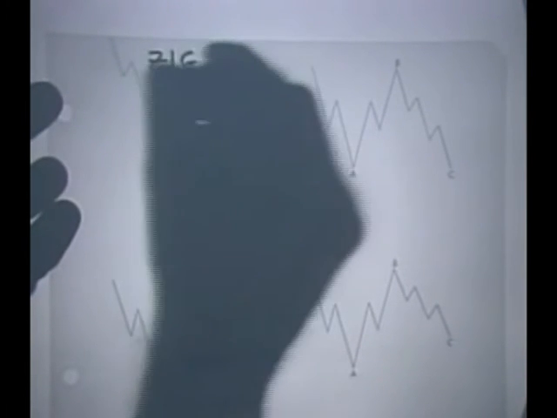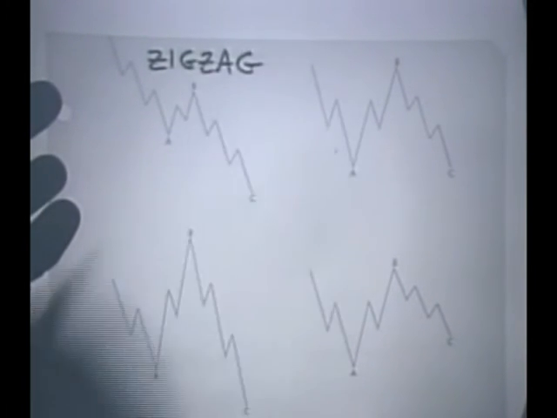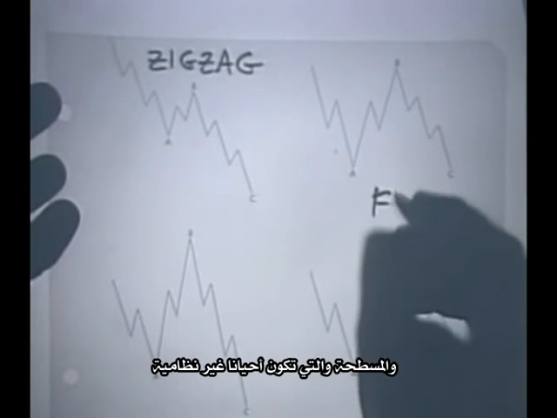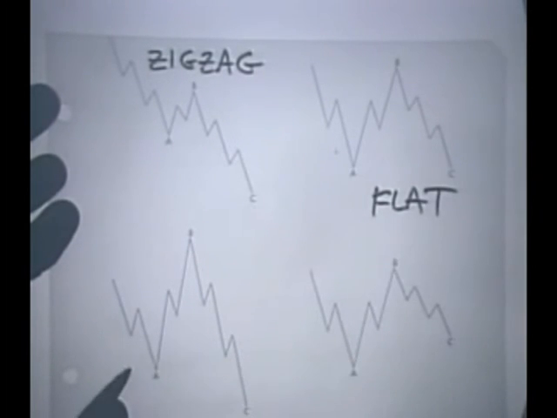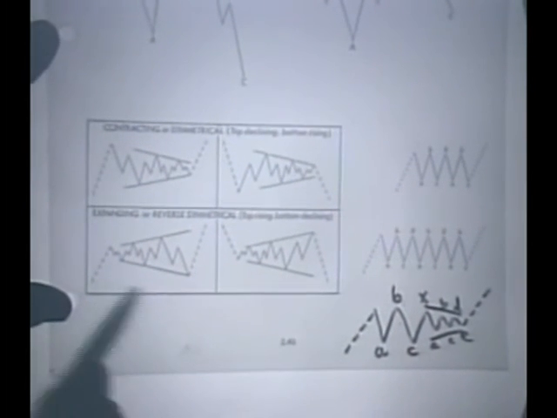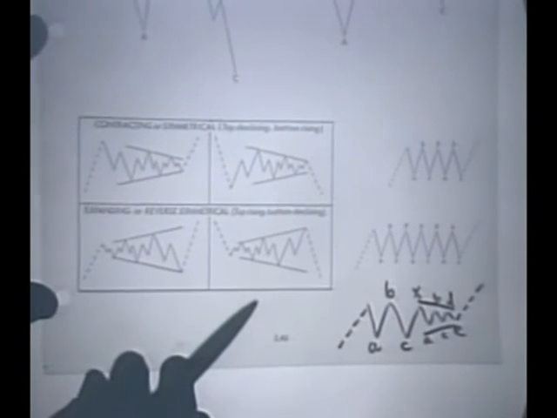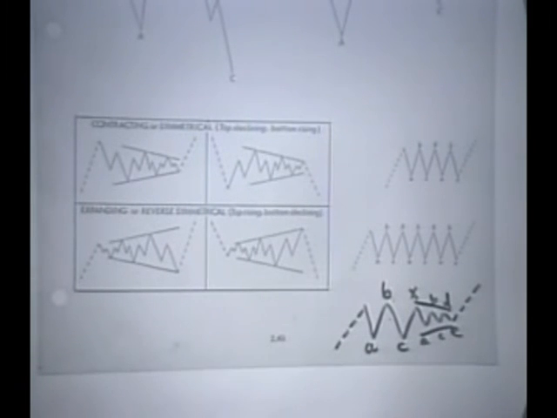What we just learned: zigzags, flats, and sometimes flats can be irregulars, as is shown here. Triangles: contracting, ascending, descending, and expanding. And sometimes, just like impulse waves do, corrections will extend and turn into a double 3 or a triple 3, or some combination thereof, of the patterns.